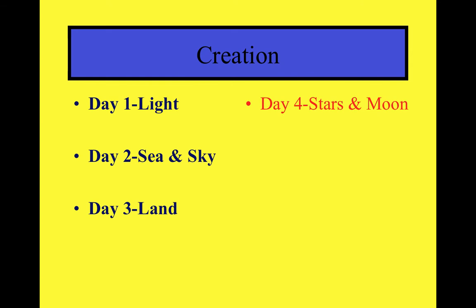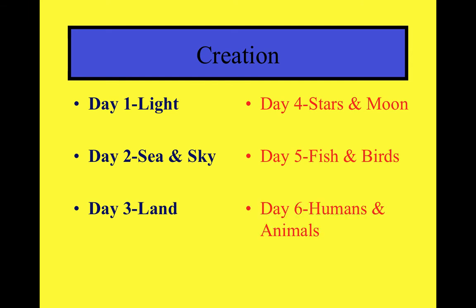Where was the light before that? Day 5, you have fish and birds. I've heard it in a sermon, fish and fowl, because you know how preachers like to alliterate sometimes. Day 6, humans and animals are created. Now, what pattern do you see here? Sometimes students get this and sometimes they don't.